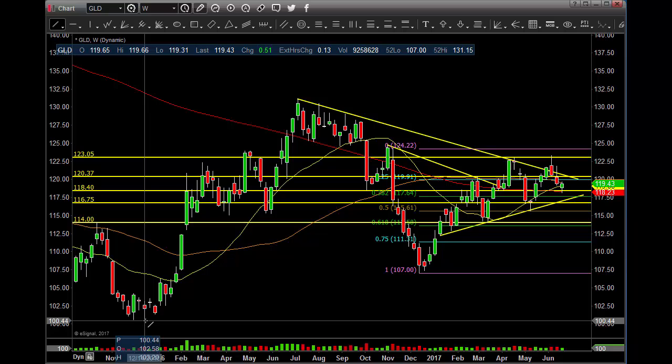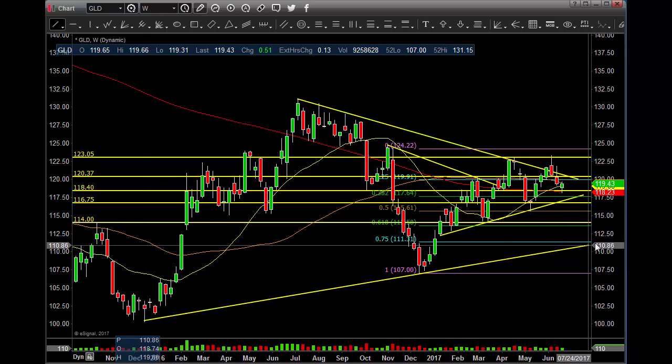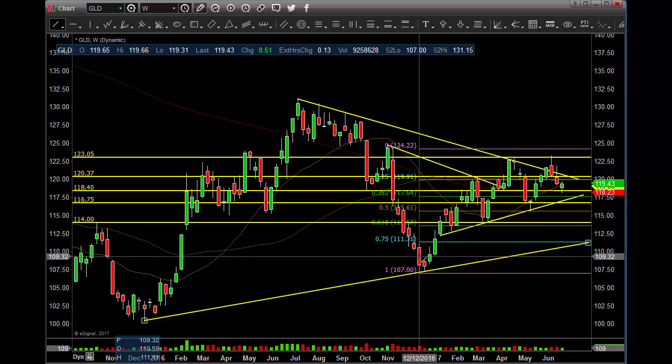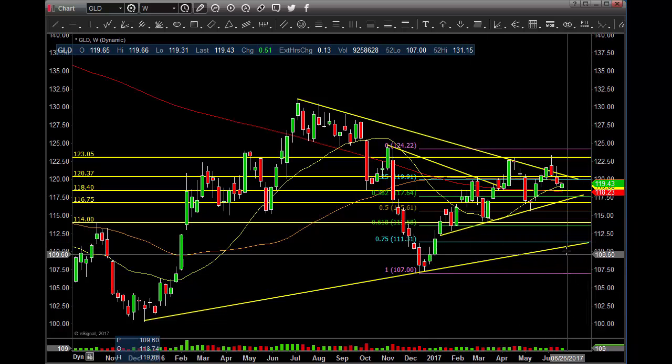Let me put this one in there too, or this trend line here. Where's that, around 110 or so? So yeah, we even have that, so that's good. We're in this thing from the 110.50 area, and doing good.